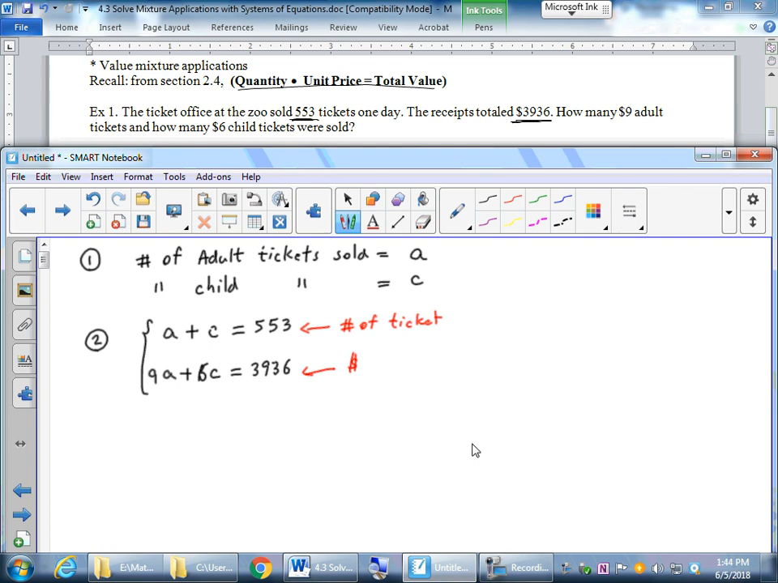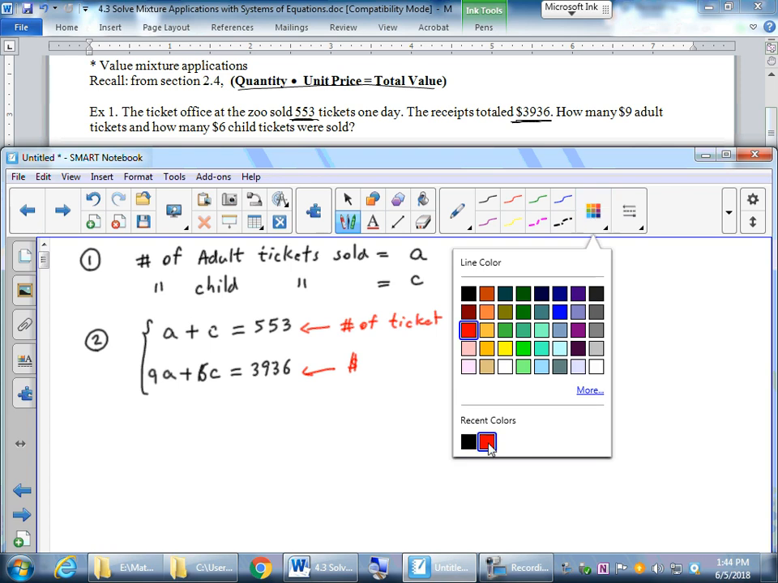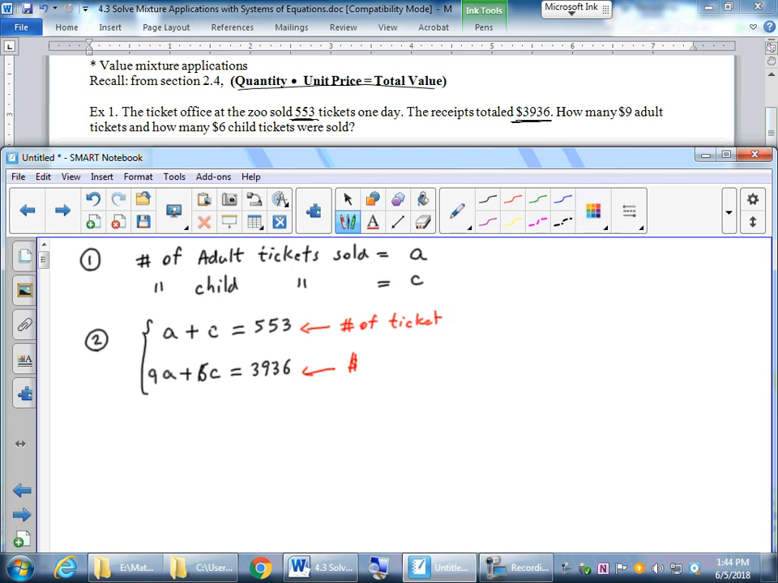So now we have two equations, and you can solve with either method. Solving by substitution or elimination is really up to you. For this problem, I will use the elimination method. I will eliminate C, so I'm going to multiply the first equation by -6. So this gives us -6a minus 6c is equal to, now you can use your calculator and multiply 553 times 6, that gives us -3,318.